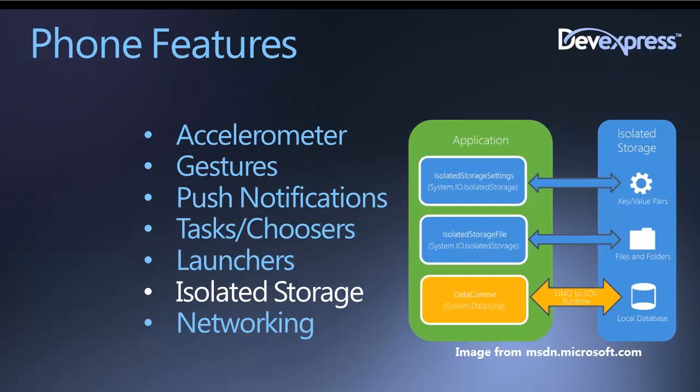And then you also have the concept of a data context. And this is where you actually have relational data that you can access via LINQ to SQL. And so this resides within your isolated storage, and you basically treat it like a database. Now, you do have a finite amount of space. Obviously, you're on a phone, not a giant server farm, but you can treat it just like you would a regular database, just a lot smaller. And I have a demo for the isolated storage as well. So let me flip over to that.